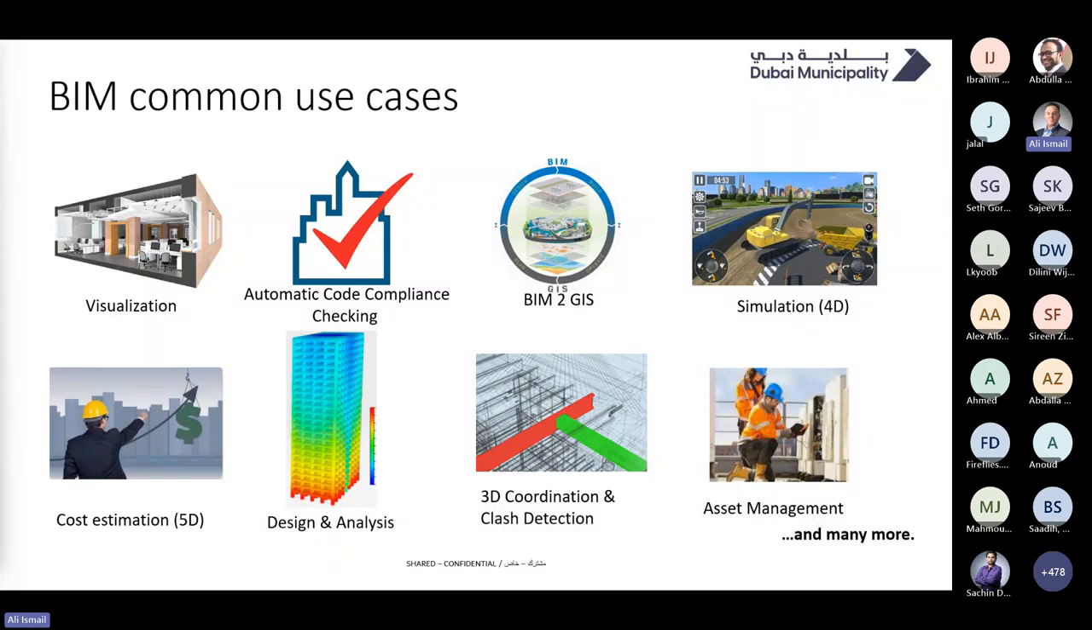One of the common BIM use cases during the construction or even during the design is the 3D coordination and the clash detection. So if you have different disciplines like architectural, structural and MEP design models, you can, early during the design, avoid any clashes and avoid reworking, saving money, of course, saving material, etc.